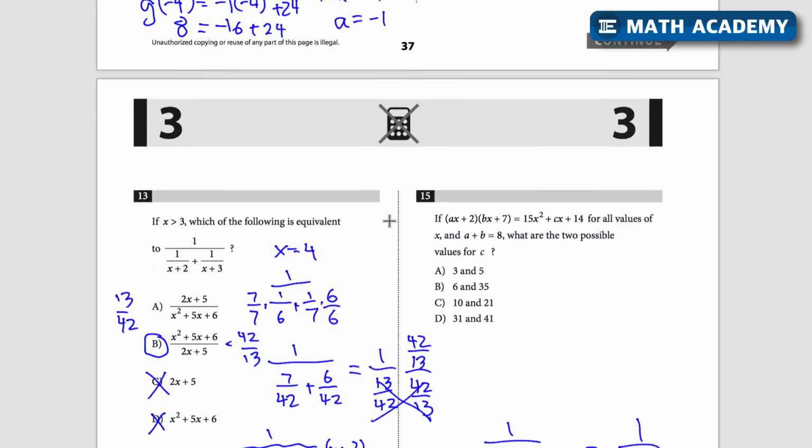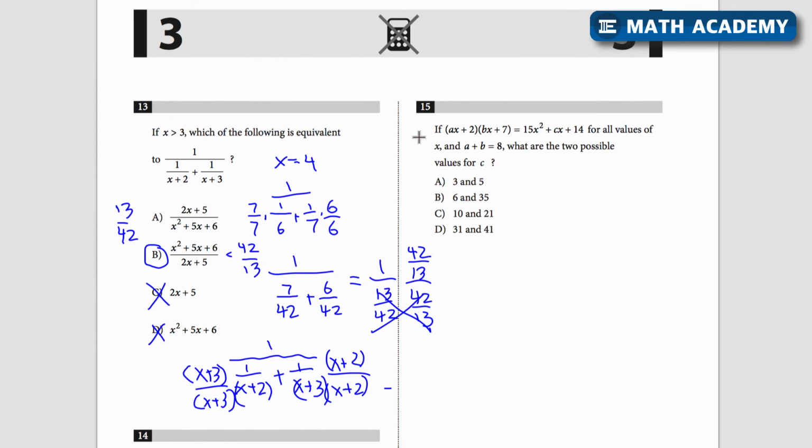Let's go back here up to number 15. Okay, so 15 says if ax plus 2 times bx plus 7 equals 15x squared plus cx plus 14 for all values of x and a plus b equals 8, what are two possible values for c? So let's see. I've got two factors here being multiplied, and I have standard form here. They've combined like terms, x squareds, x's, and a constant on the right. I have to figure out what c is, and c is the coefficient of x. So how many x's do I have? What I'm going to do is turn this into standard form as well and see how many x's I have.